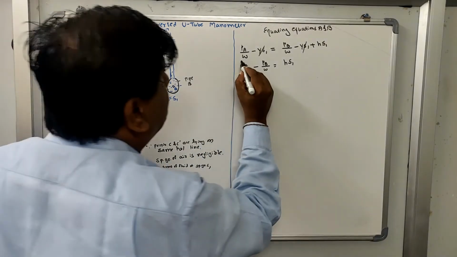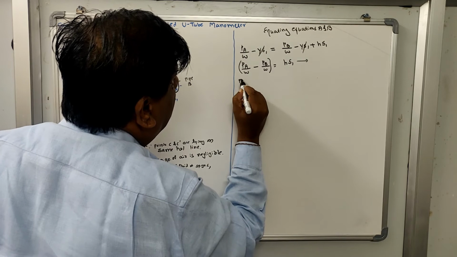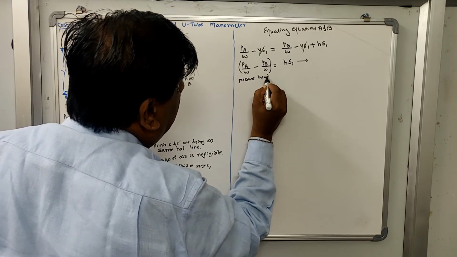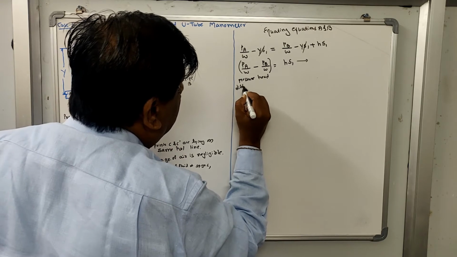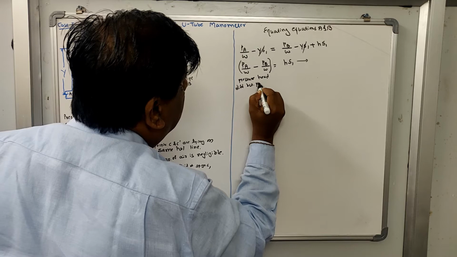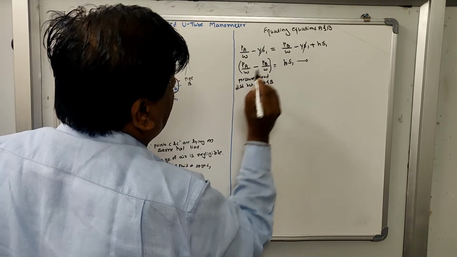So this gives you the pressure head difference between points A and B. This is equal to HS1.